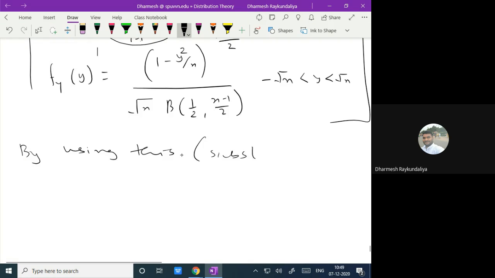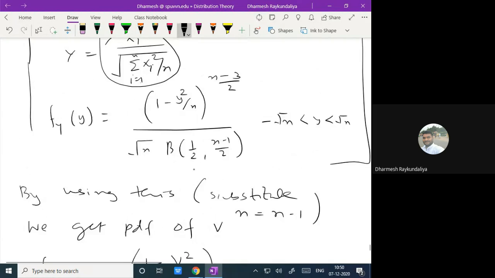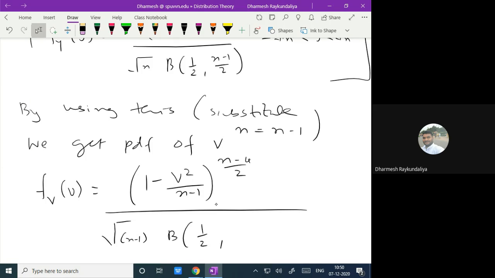Substitute n equal to n minus 1, we get the PDF of V, that is f_V(v), which is nothing but (1 minus v squared upon n minus 1) raised to the power, instead of n minus 3 it becomes n minus 4 by 2, divided by, instead of square root n, square root of n minus 1 times Beta(1/2, (n minus 2)/2), and the range of v remains the same. This is the answer of B.